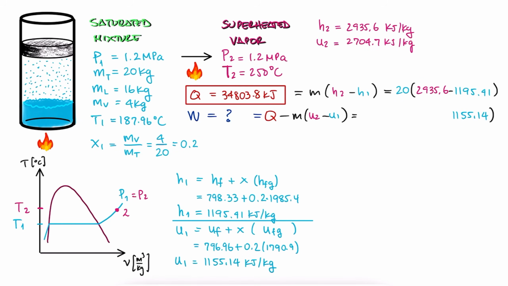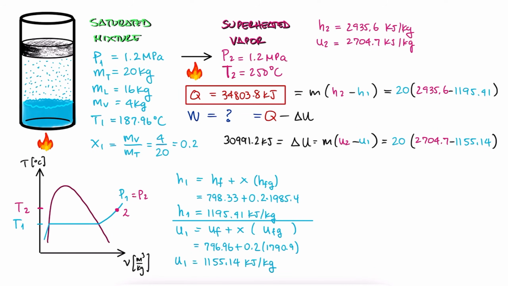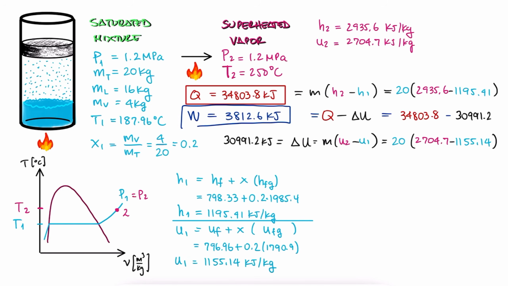We substitute the specific internal energy values u1 and u2 to find that the change in internal energy is 31 megajoules and therefore the work is the heat minus this value. The work is equal to 3.81 megajoules.